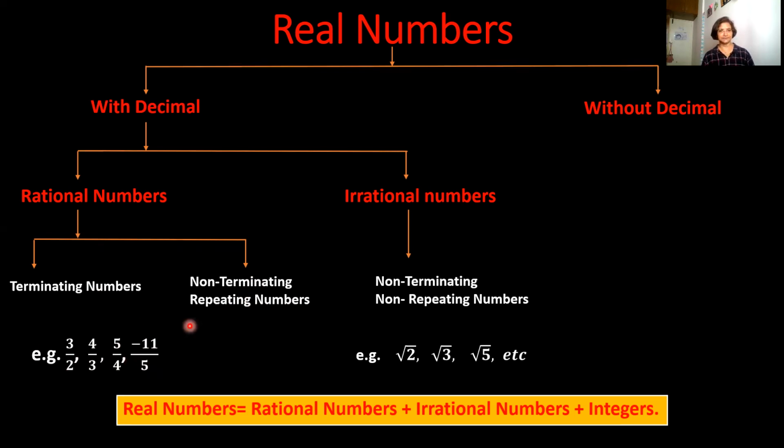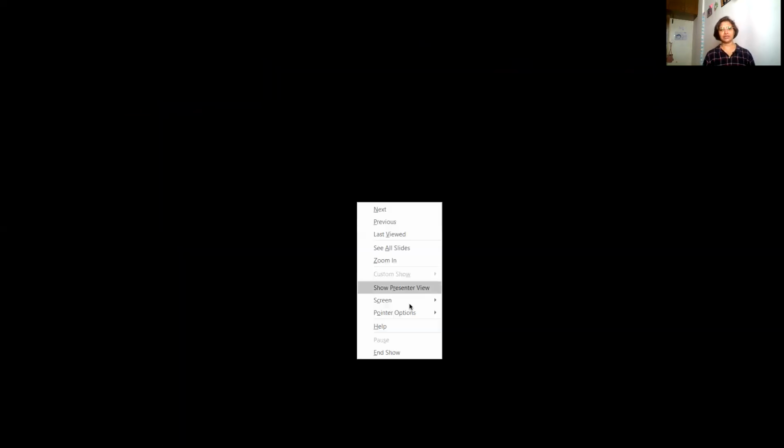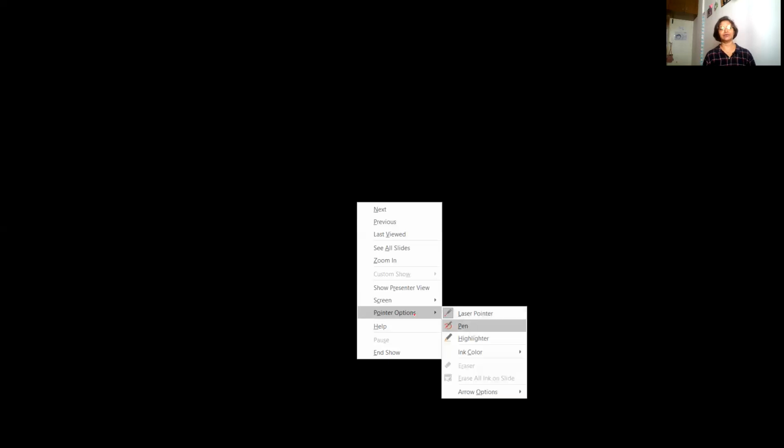But before going ahead, I'll tell you that real numbers contain rational numbers, irrational numbers, and integers. We have learnt this already. This is a one-liner. Here, these are rational numbers, these are irrational numbers, and these without decimals are integers. So all three types of numbers are called real numbers. In the next slide, I'll teach you what terminating and non-terminating repeating numbers are.